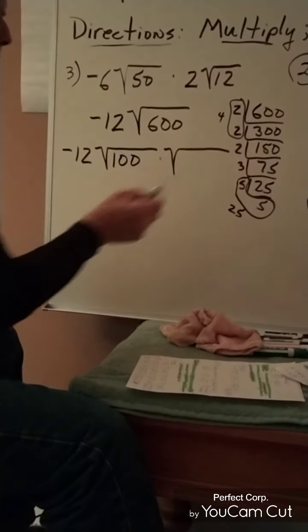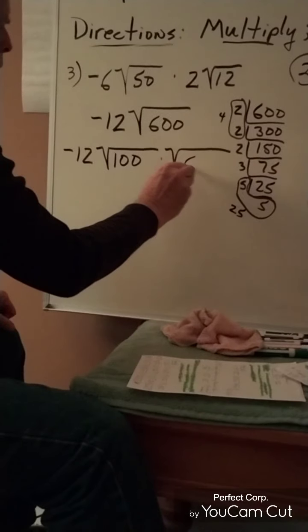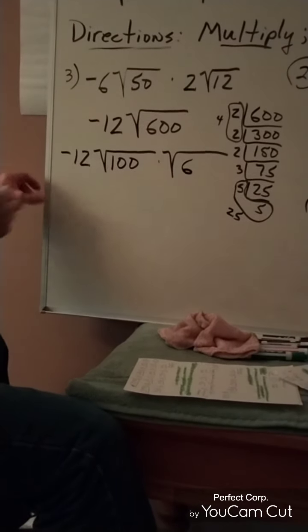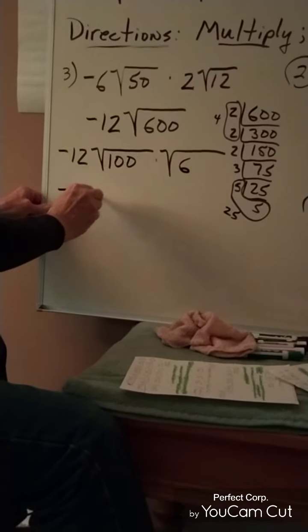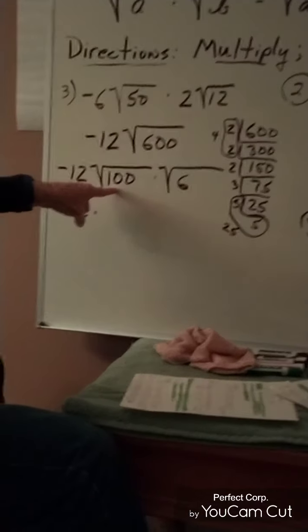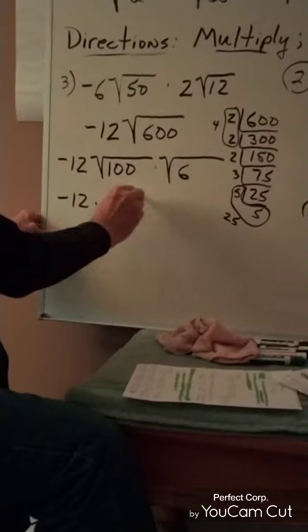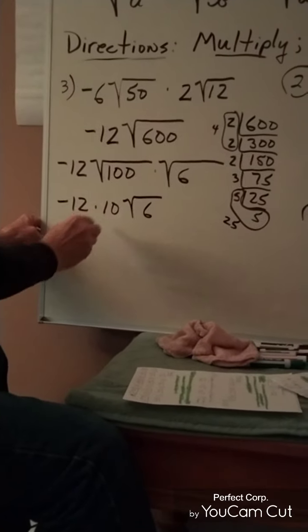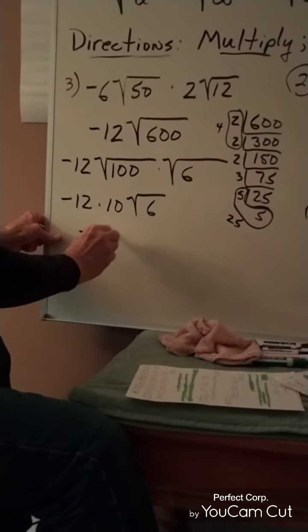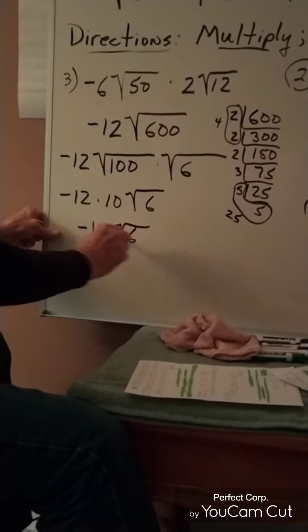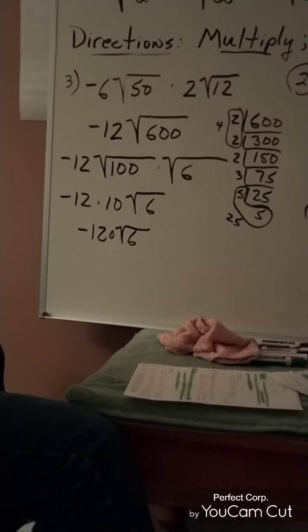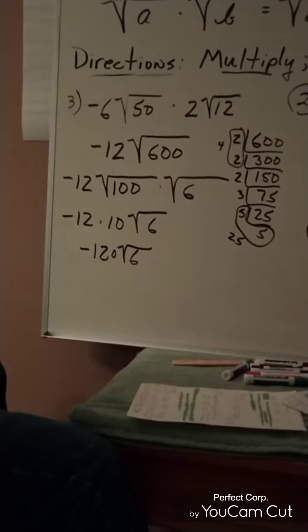2 times 3, 6 will go in the irrational. Bring down the negative 12 times the radical of 100, 10 times root 6. Negative 12 times 10, negative 120 root 6. Take it to the bank. It's done.